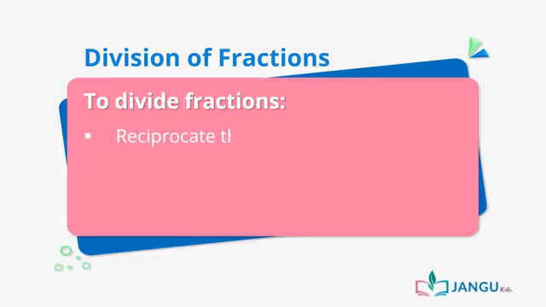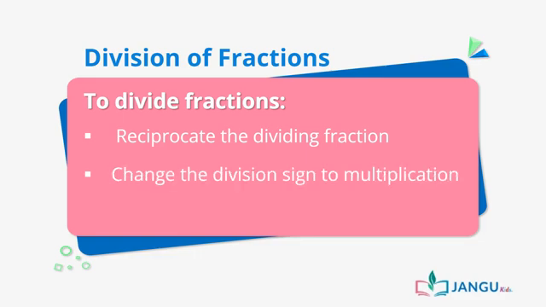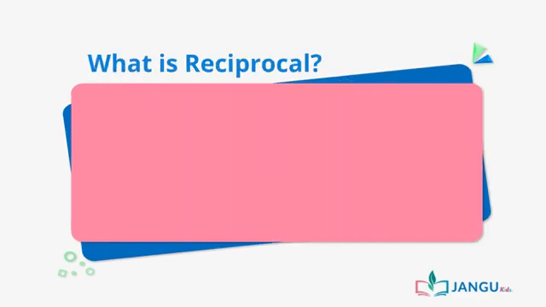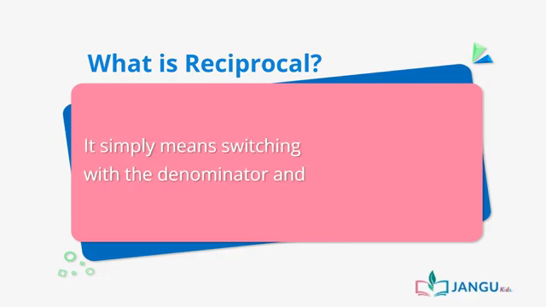Moving on, let's learn how to divide fractions. To divide fractions, reciprocate the dividing fraction, change the division sign to multiplication, and multiply normally as you would with improper fractions. You might be wondering what reciprocal means, right? Well, it's easy. It simply means switching the numerator with the denominator, and vice versa.